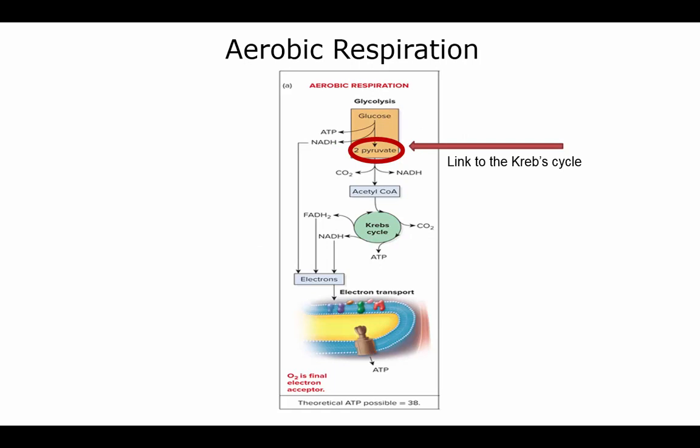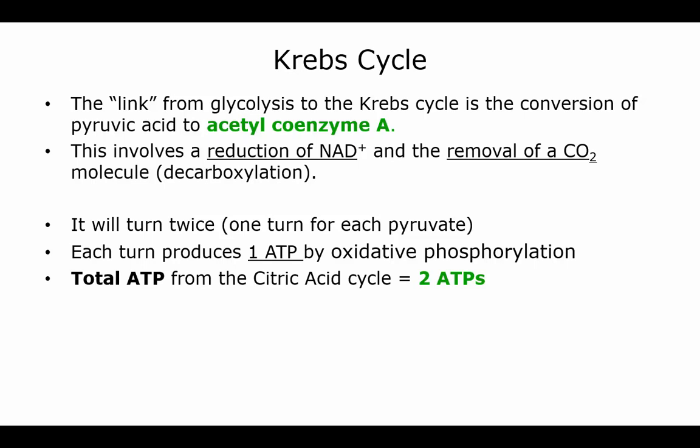Okay? So we have removed the carbon dioxide, and here's the NADH. Okay? So we reduced the NAD to make the NADH, and we removed the carbon dioxide. Decarboxylation. It goes around twice. One, because you've got two pyruvates, it's got to go twice, one for each pyruvate. And every time it turns, it makes one ATP. So it turns twice, so it makes two ATPs.